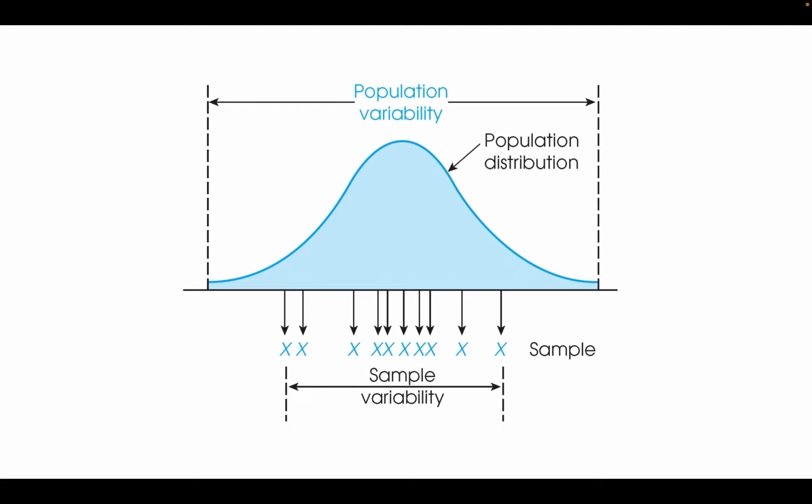So let's imagine this is our entire population's distribution. We've just gotten data from everybody. And the X's are the sample that we take from the population. And you can see by the dotted lines how the population has way more variability than our sample, right?